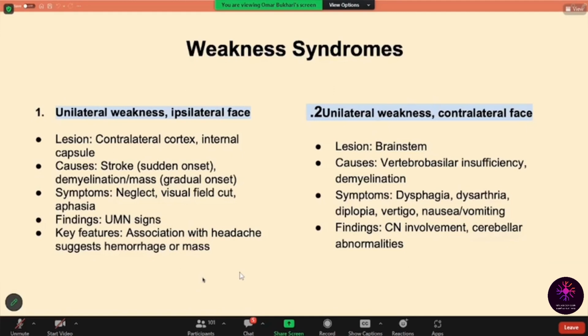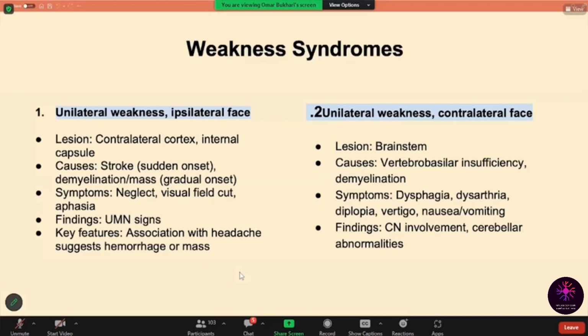Now we will discuss a little about weakness syndromes with the site of the lesion and what are the causes. For example, unilateral weakness with ipsilateral face. Lesions can be in the contralateral cortex, internal capsule. It can be caused by stroke if it was sudden onset, or demyelination such as MS or any demyelinating disorder because of gradual onset. Symptoms can have neglect, visual field cut, aphasia, with findings such as upper motor neuron signs. Key features associated with headache suggest hemorrhage or mass.